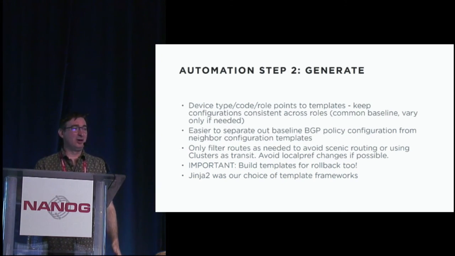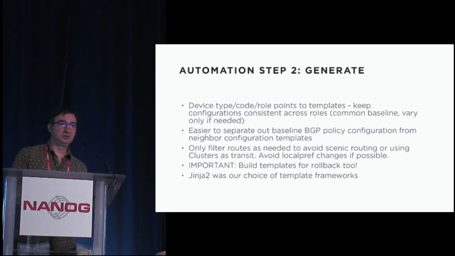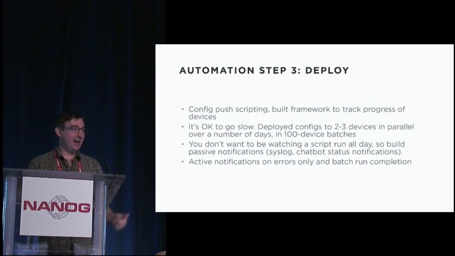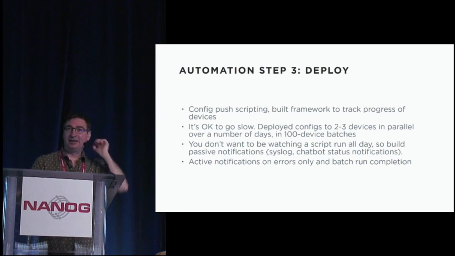Generally, not a whole lot of need to filter routes. Mainly we had to filter routes upstream to avoid scenic routing. Again, we don't want rack A to rack B to use rack C. And build templates for rollback too. Don't forget that.